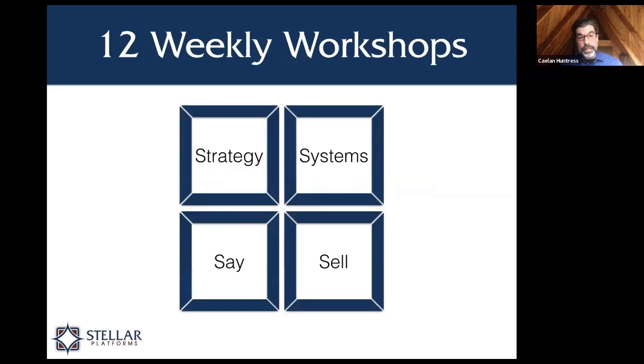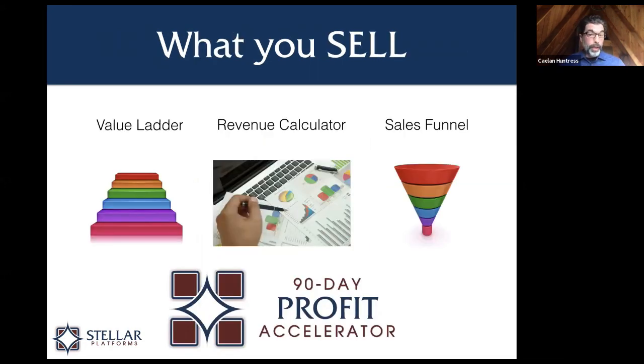We spend 3 weeks working on every cornerstone. We look at what you sell. We list out all of your offers in a value ladder. And I've got Google Docs and templates for each one of these. We've got the revenue calculator that we just went over. We're also going to map out your sales funnel. And if you have multiple sales funnels, we're going to map all those out in parallel.